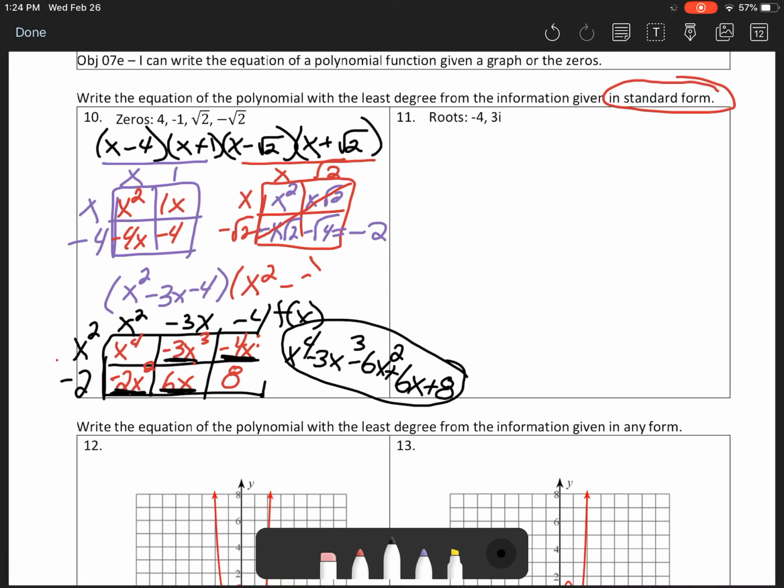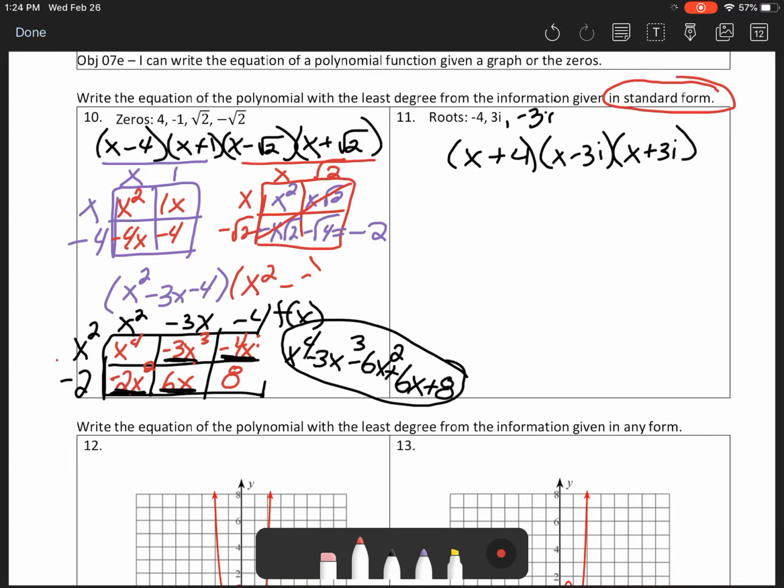All right, number 11, it's just a little bit of practice with imaginaries. Remember that if there's one imaginary root, there's another. So if +3i is a root, then -3i is a root. Okay, so I write this out. This is going to be x plus 4 times x minus 3i times x plus 3i.